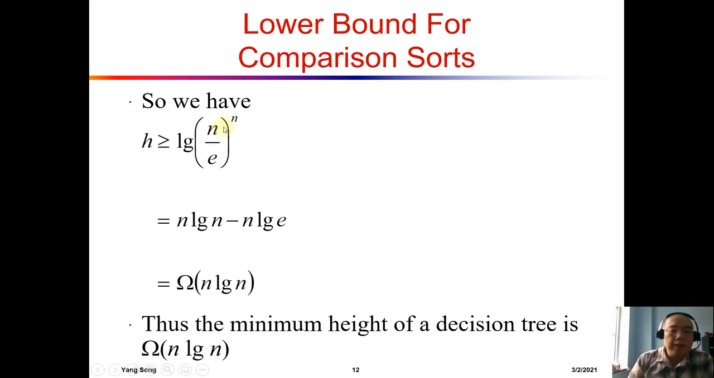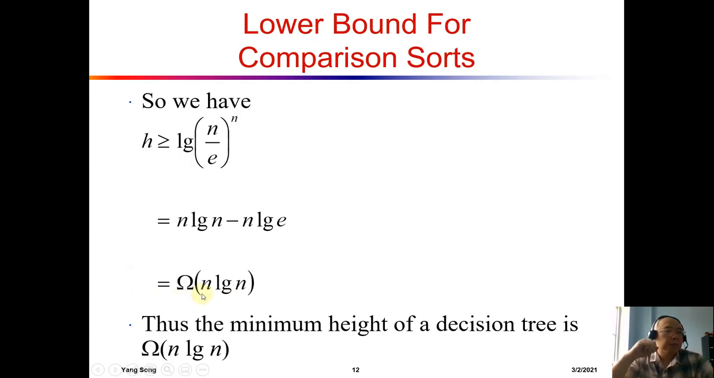So we have this kind of a log. One thing we can do is move this n outside of the log here, and then we have n times log of n divided by e, and log of n divided by e can be divided into log n minus log e. So eventually we have this version: n log n minus n log e. In this case, log e will be considered as a constant. So we say that the height is omega n log n.